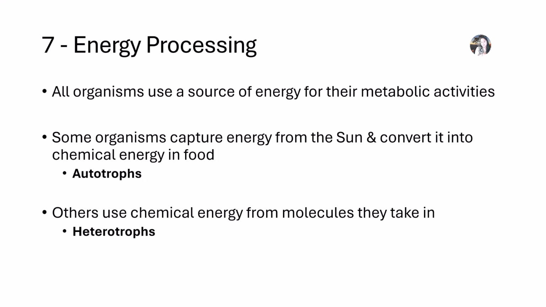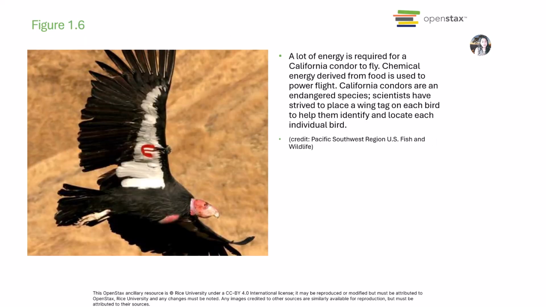Meanwhile, other organisms use chemical energy from molecules that they take in from other organisms usually. Those we would call heterotrophs. That includes us. We have to eat something else, and that's how we get our energy. So we, humans, are heterotrophs. Here's an example. Here's a California condor. It takes a lot of energy to be able to fly. These guys are huge, and it takes energy to do that huge wingspan and fly long distances. So yeah, it takes energy.